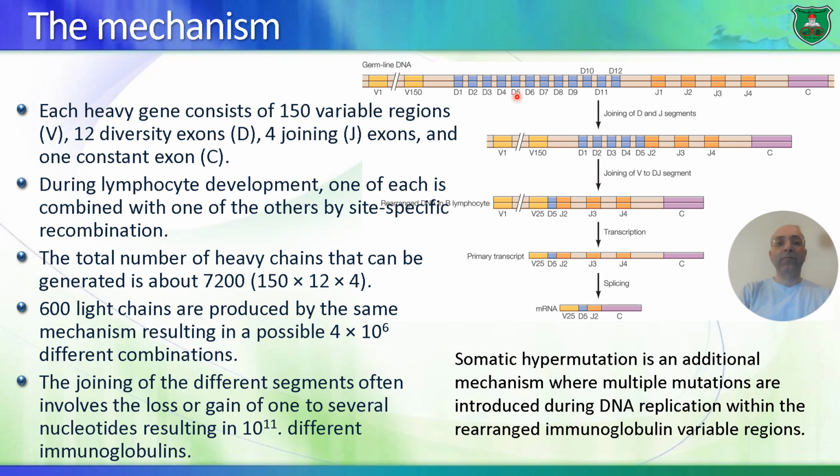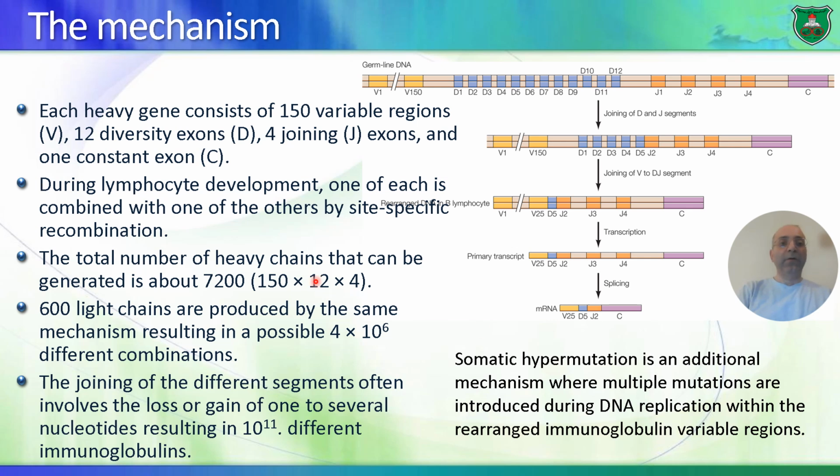It would be deleted. Then you have this recombination right here, and then you have the production of the primary transcript. Each one of these V regions, by the way, has its own promoter. The primary transcript starts with V25, so transcription starts right here. And so you have transcription of V25, D6, J2, and everything afterwards, and that also includes the C region, the constant region. Then you have splicing happening, so that everything between J2 and the C exon would be removed. Now this is the mature messenger RNA.